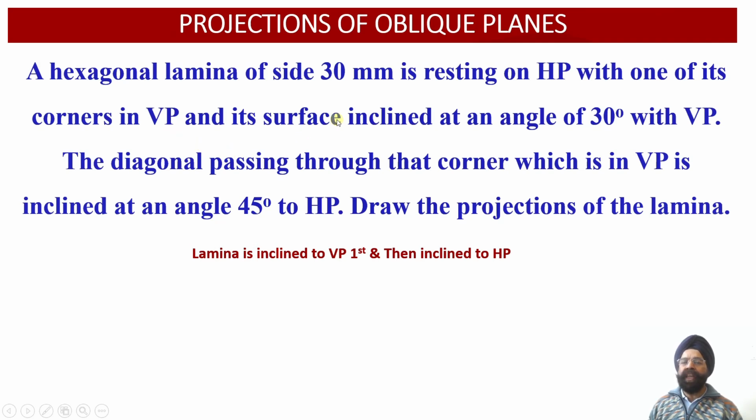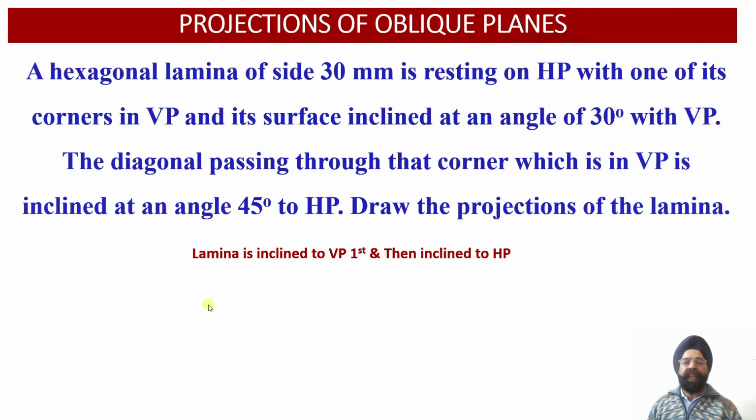So here two conditions we are required to satisfy. That is, one edge of the lamina will be resting onto the ground, and while the surface of this lamina is inclined with respect to the vertical plane at an angle of 30 degree, one of its corners will be contained by the vertical plane. So with this condition, we are required to obtain the inclination of the surface of the lamina with respect to the vertical plane. And in the second instance, the diagonal passing through that corner, which lies in the vertical plane, is further inclined at an angle of 45 degree with respect to the horizontal plane.